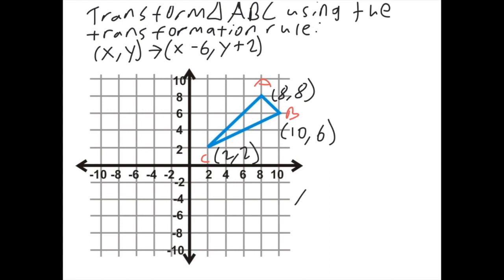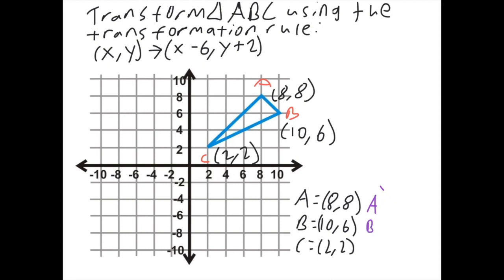So we'll throw these down here so we can see. A is the point 8, 8. B is the point 10, 6. And C is the point 2, 2. So now what we want to find is our A prime, our B prime, and our C prime, the images.